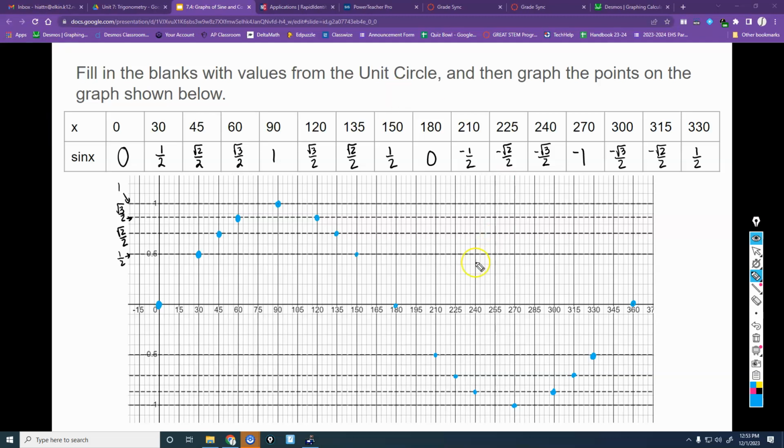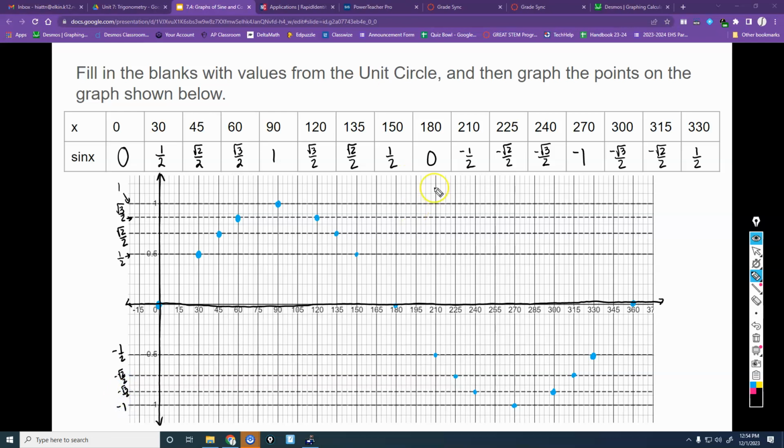I saw a couple of you that did not do negatives over here. When you're graphing negatives, I should have mentioned that these are your negatives. This is the x-axis right here, which is, I think, pretty clear. But the fact that this is the y-axis right here might be a little hard to see. So this is negative 1/2. This is negative square root of 2 over 2. This is negative square root of 3 over 2, and that's negative 1 right there.